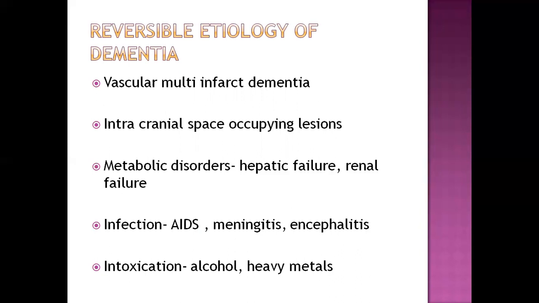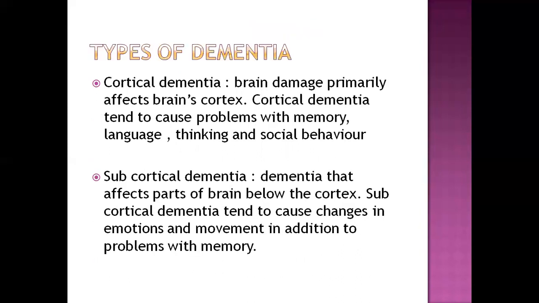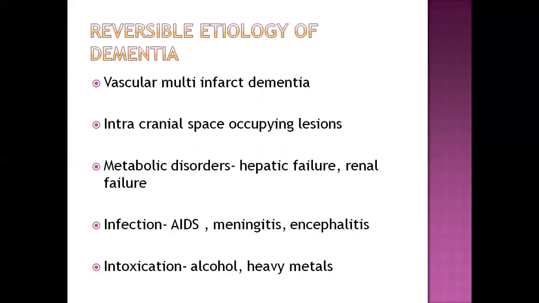These are the reversible etiologies, whereas irreversible etiologies can be those diseases like Parkinson's and Pick's disease, in which there is severe effect to the brain.